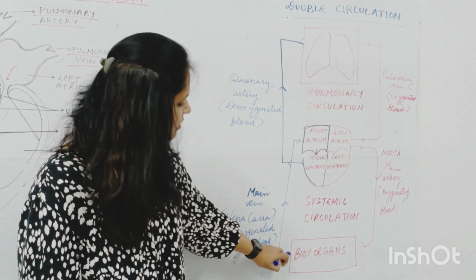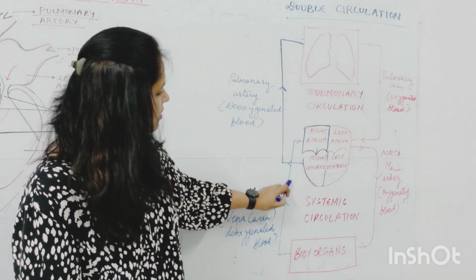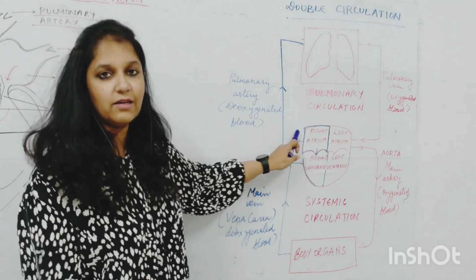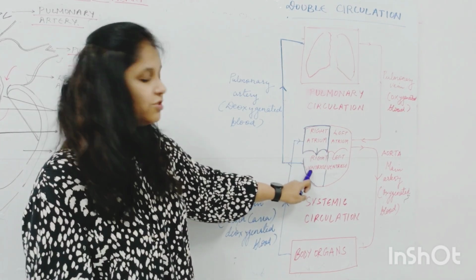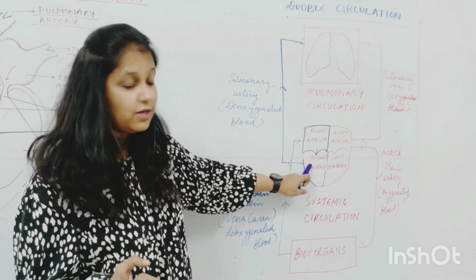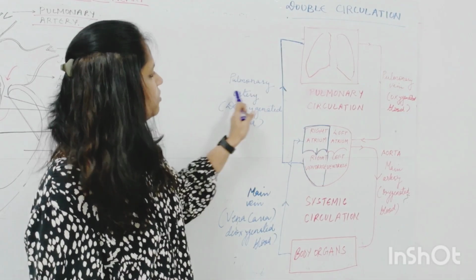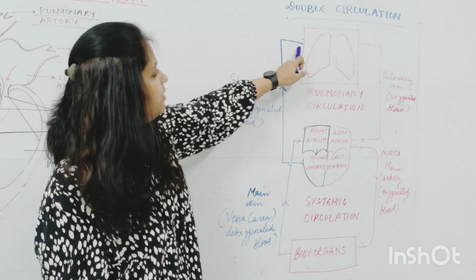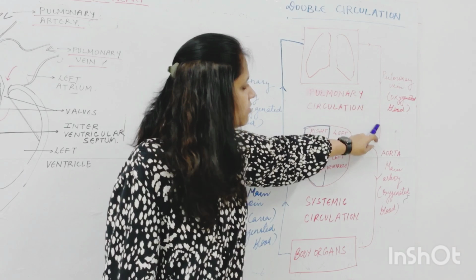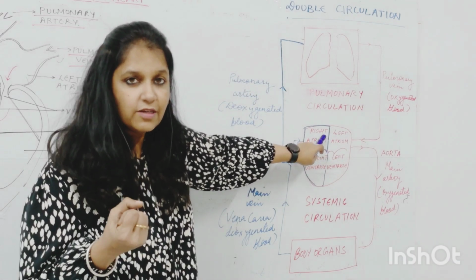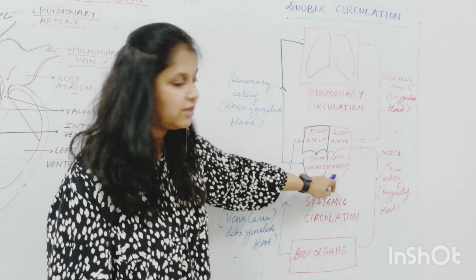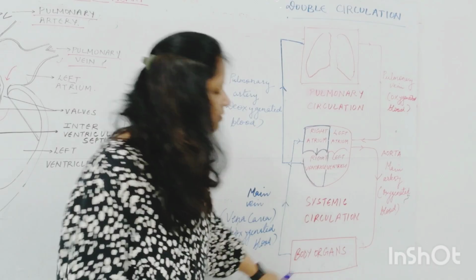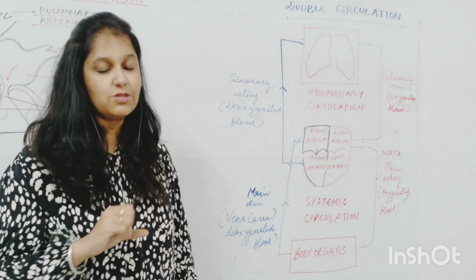From the body organs, the CO2 is taken up. CO2-rich blood is taken by the main vein, the vena cava, to the right atrium. Then the right atrium contracts and the blood reaches the right ventricle. The right ventricle contracts again, and the blood reaches the lungs through the pulmonary artery. As I told you, this is the only artery which carries deoxygenated blood. From the lungs, the pulmonary vein takes oxygenated blood to the left atrium. Again the left atrium contracts, and the blood reaches the left ventricle. And from the left ventricle, through the aorta, which is the main artery, the blood reaches different body organs. So this is the entire process of double circulation.